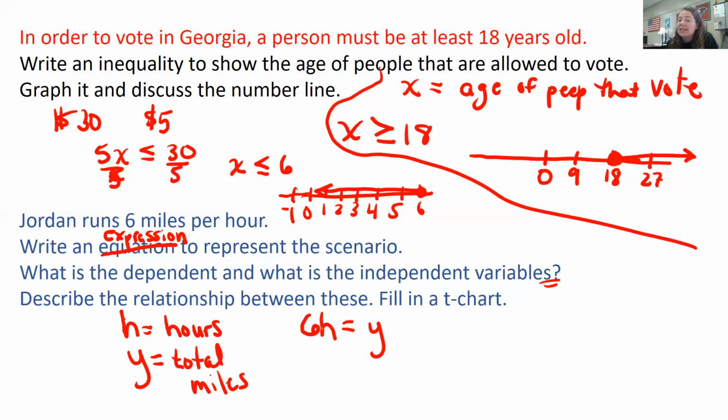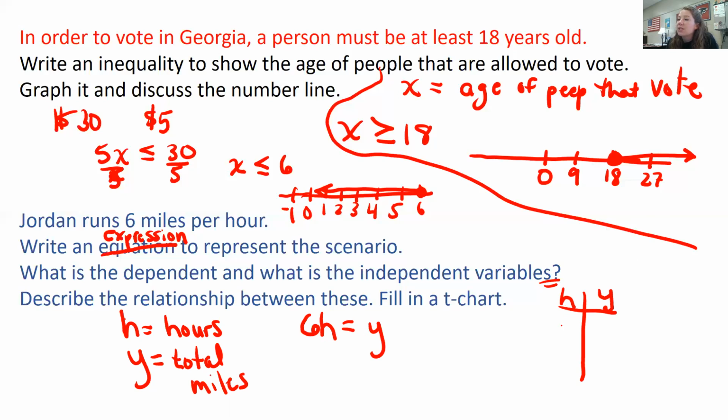So which of these is my independent variable and which is my dependent variable? Well, if I made a T-chart, and let's say H would be the number of hours and Y would be the total miles.